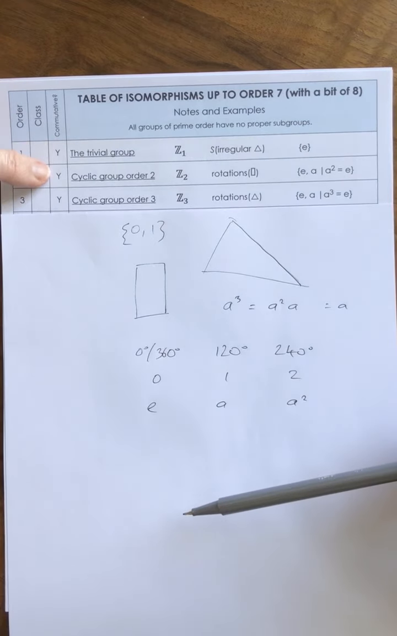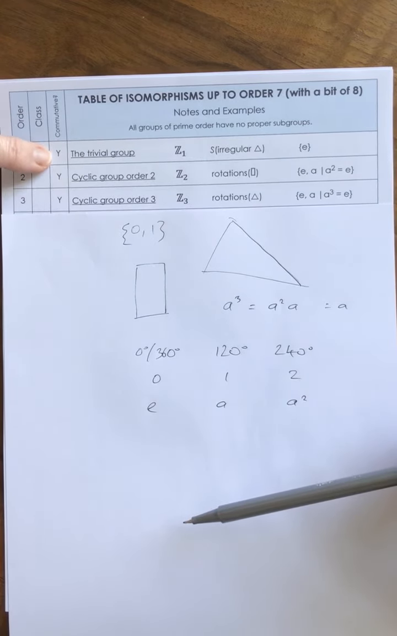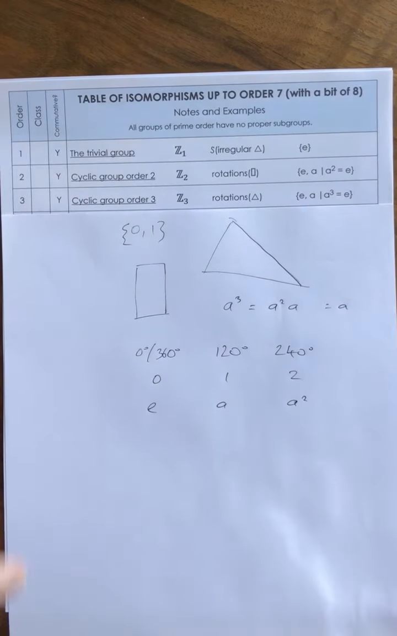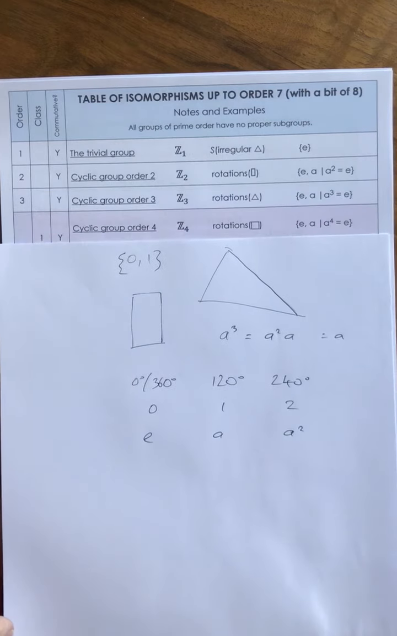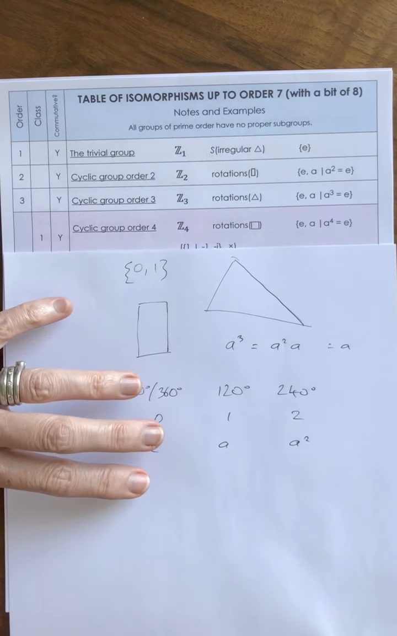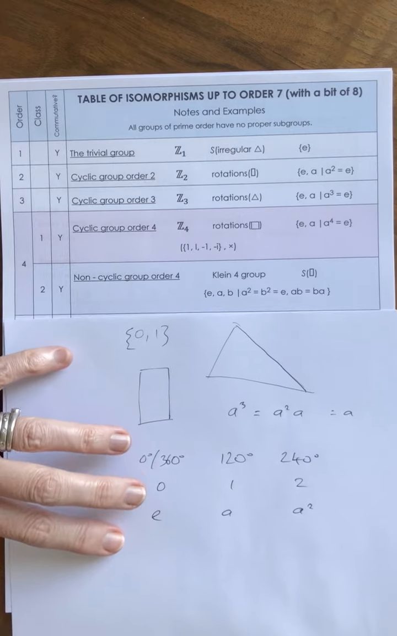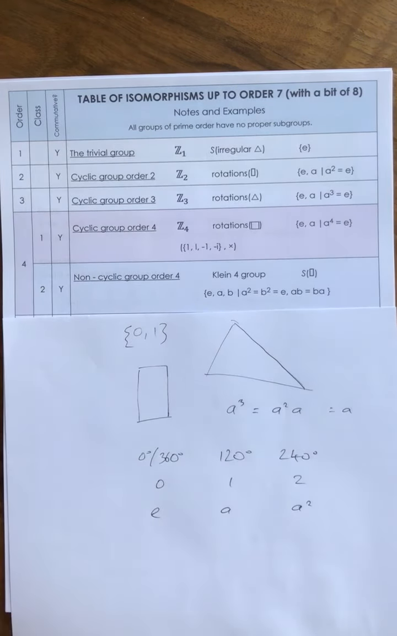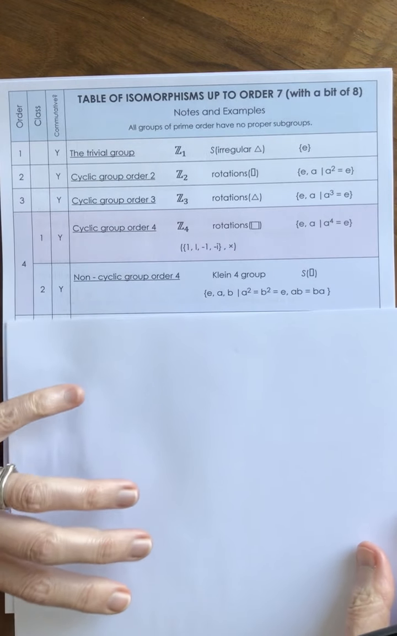The other thing I've ignored is that these are all commutative, sometimes known as abelian, so these would all be symmetrical around the leading diagonal. Now, it gets a little bit more interesting when it comes to groups of order 4. You'll note that I've got it split into 2 different classes. There are 2 sets of groups.